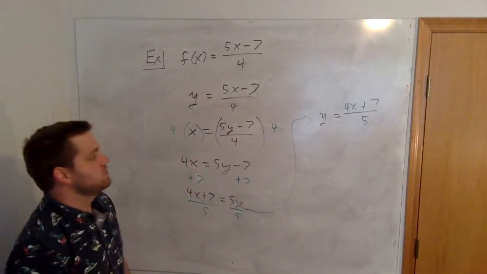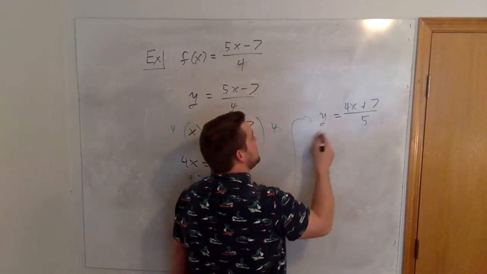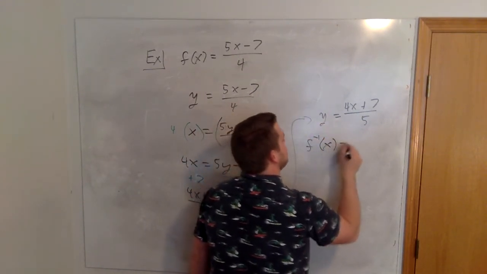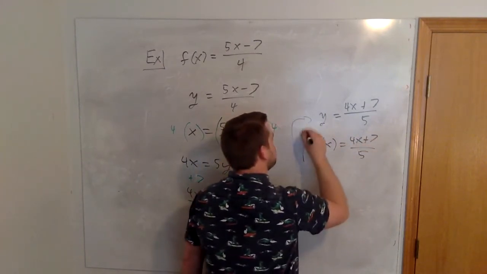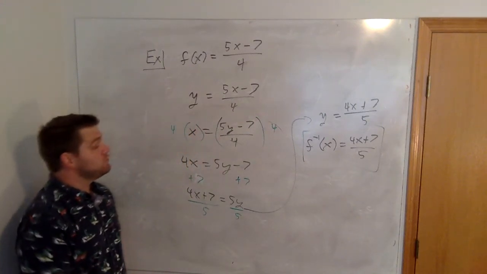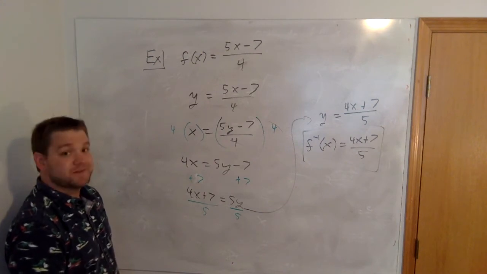This is the inverse. So let's flip back out and go back into function notation. I want to remind ourselves that this is the inverse, f inverse of x is equal to 4x plus 7 all over 5. This here is the answer. Go ahead and try to compose these on your own to really show that these are inverses of one another. Let's do another example.